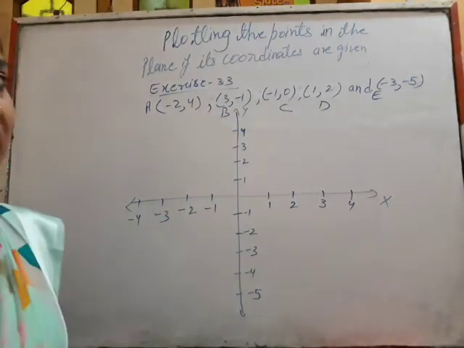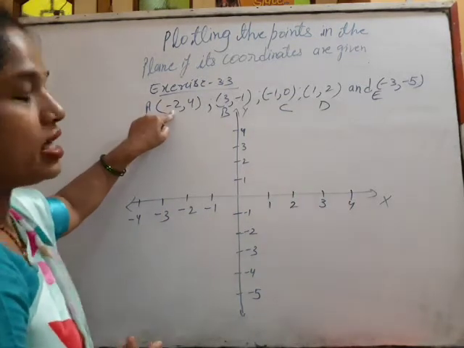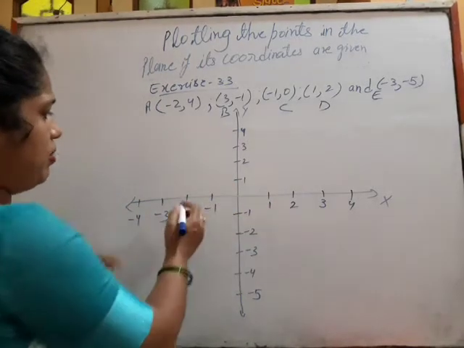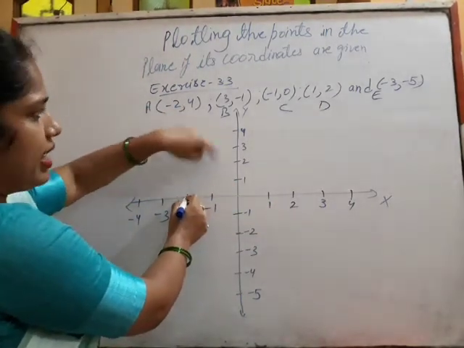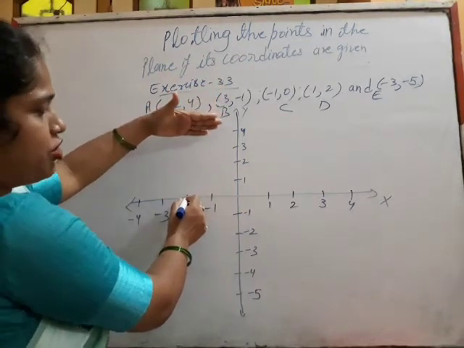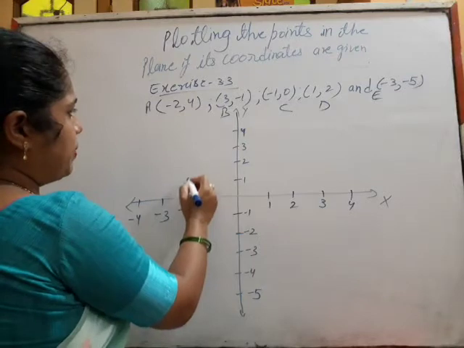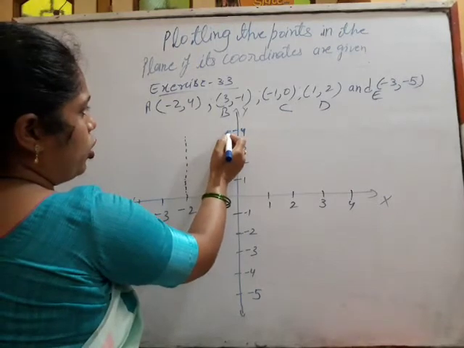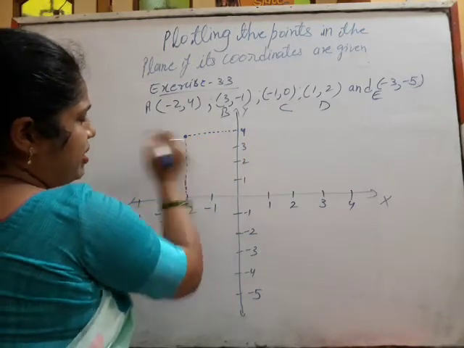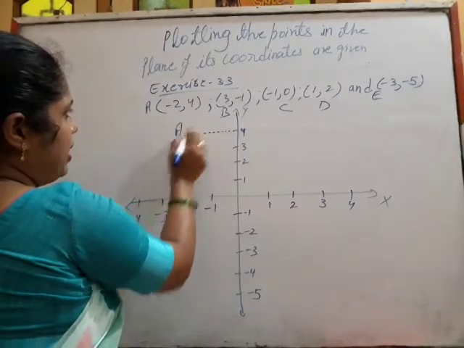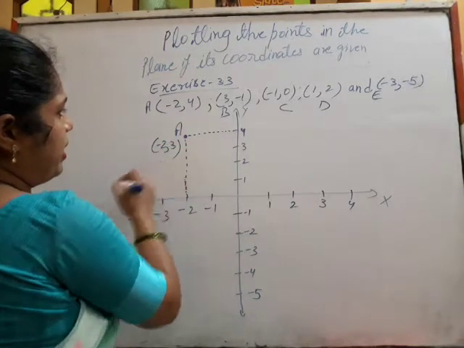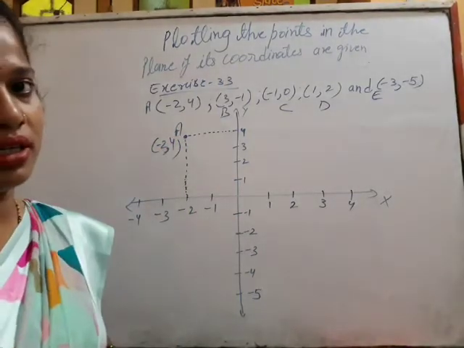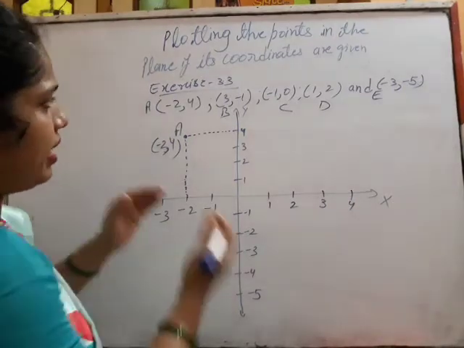So where is our point A? -2 is the abscissa, the value on the x-axis, and 4 on the y-axis, the positive direction of the y-axis. So let us draw the perpendiculars from -2 on the x-axis and 4 on the y-axis. Where they will meet each other, that point will be A, whose coordinates will be -2 and 4. Understood? Let us have the next one.